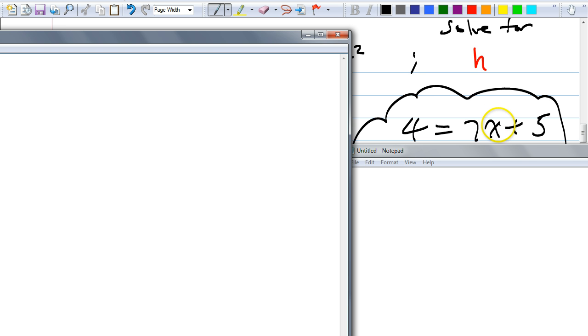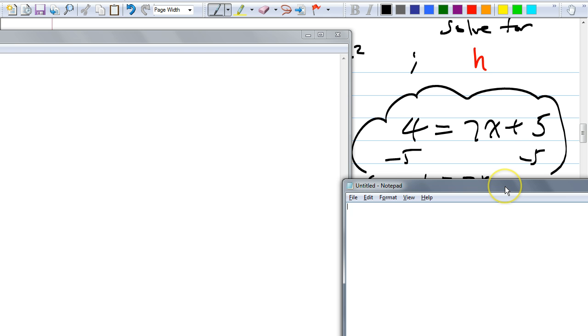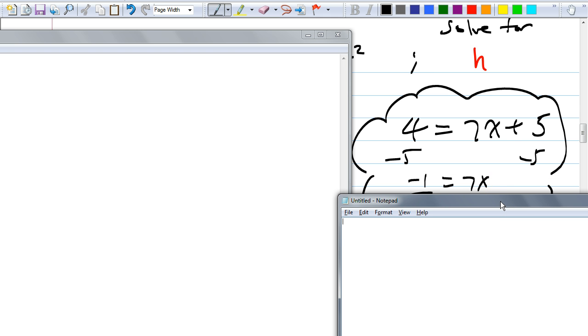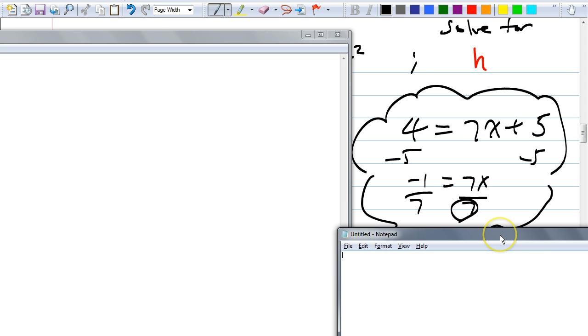So what would you do? Subtract 5 from both sides, then what? Then you get 7x equals -1, right? Then what do you do? Divide by 7. Do you see? You all know how to do this, right?